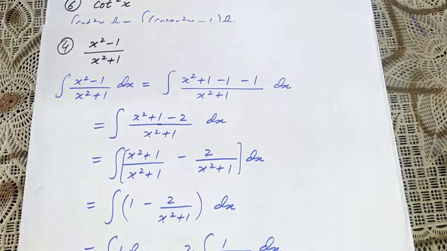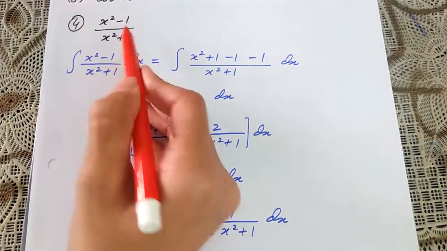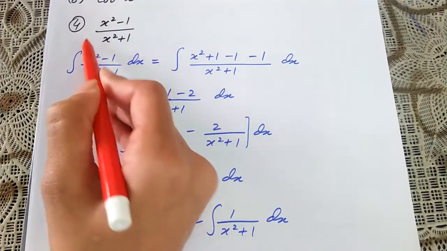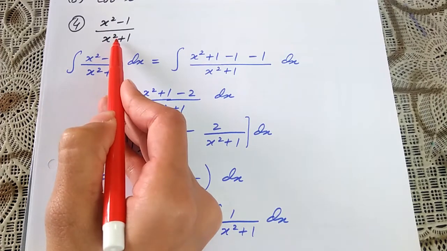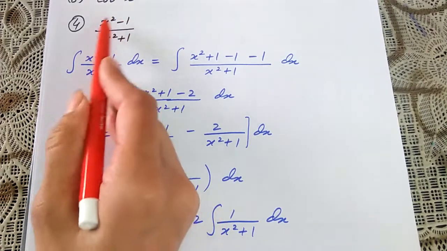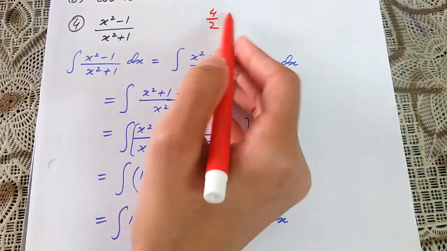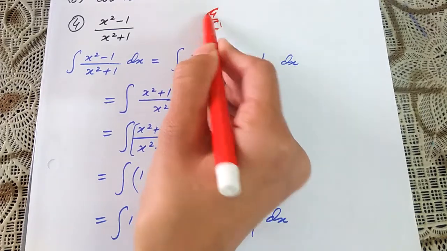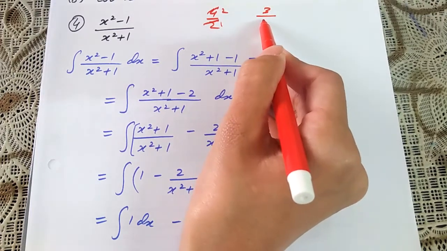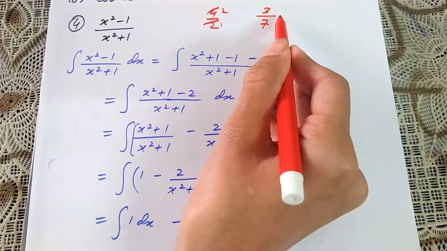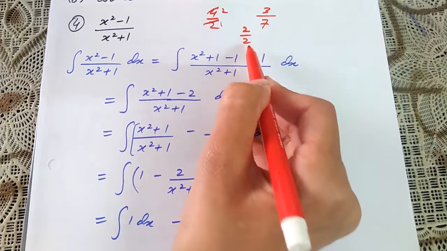Question number 4. X square minus 1 over x square plus 1. Now you see this is an improper fraction. Improper fraction means the power of the numerator is equal to the power of the denominator. Like if we have 4 over 2 written, this is also an improper fraction because it is not in the simplified form. It can be divided like this. But if we have 3 over 7, this is a proper fraction. If we have the same number in equal form, this is also an improper fraction.